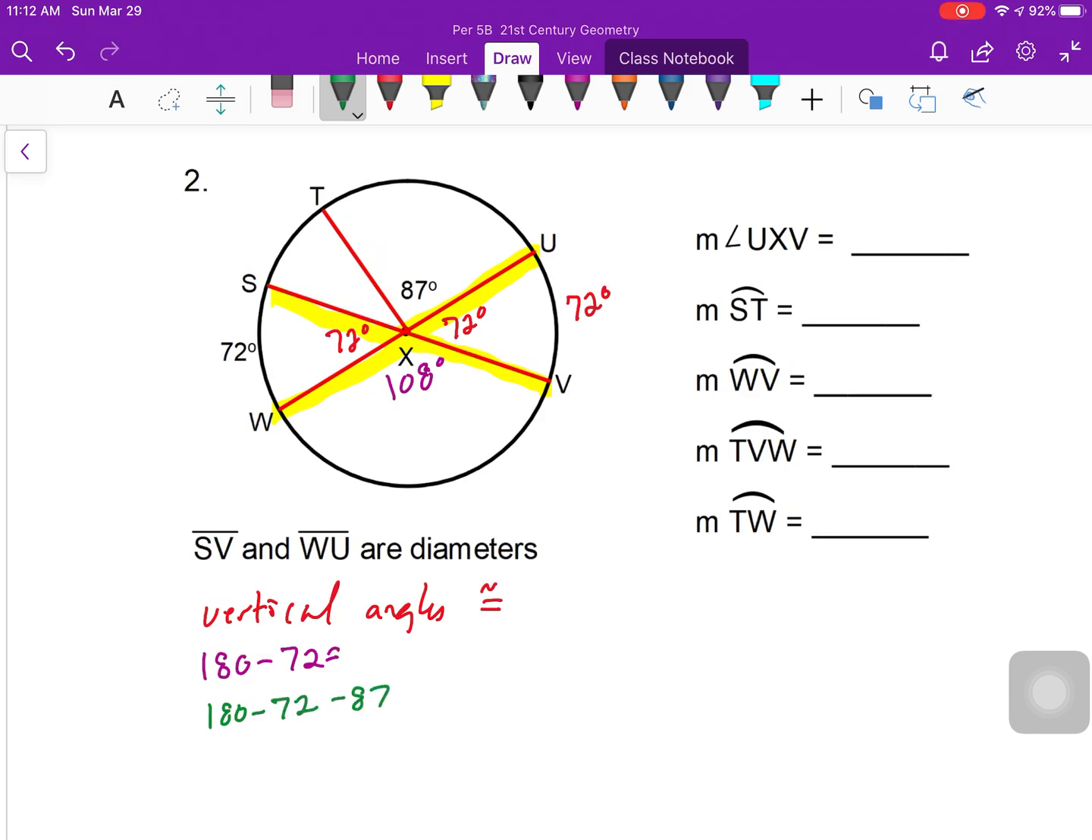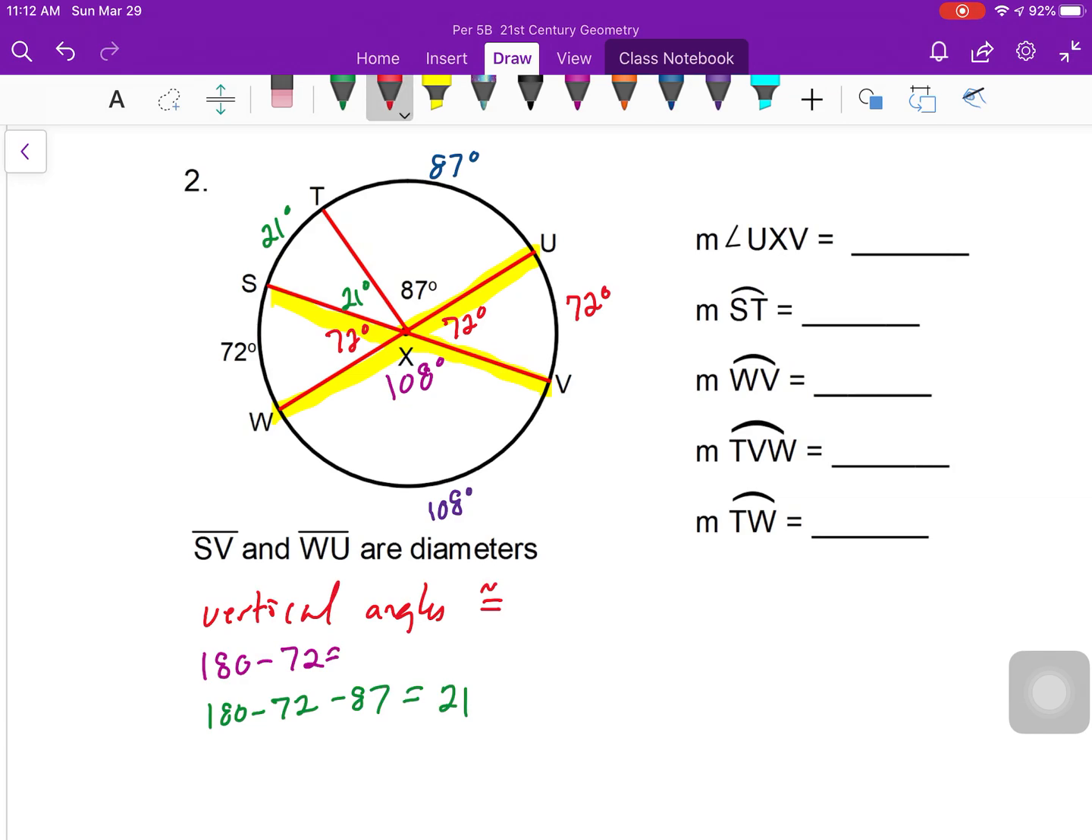We can take 180 minus 72 minus 87. We get 21 degrees. So this one up here is 21 degrees. That means this is 21 degrees. This one's 108 degrees. This one's 87 degrees. Now let's see if we can fill in what we were asked to find.